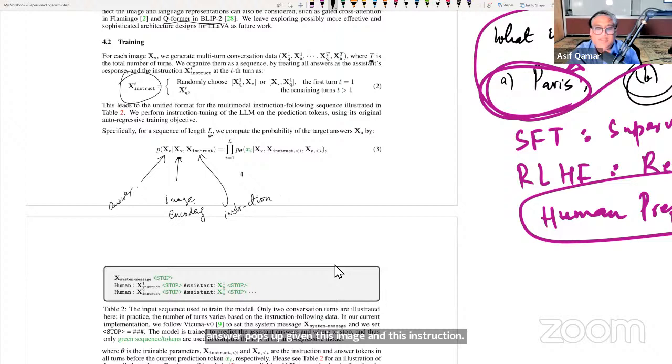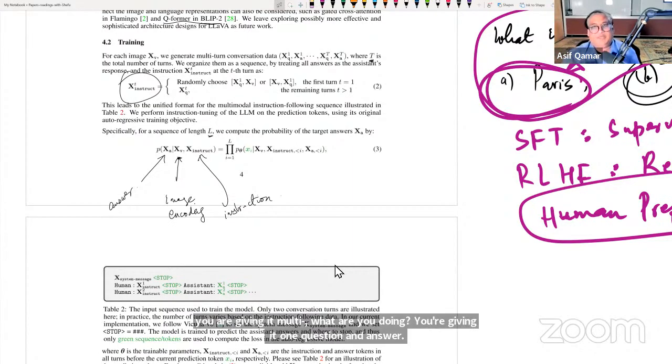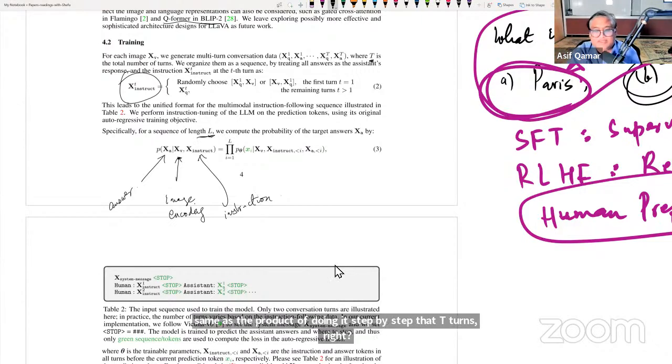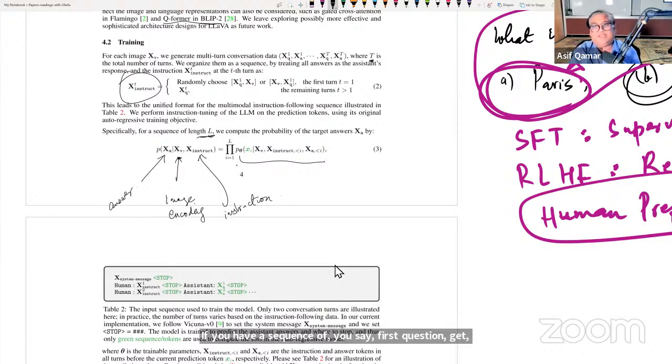And that would be because you're giving it multi-turn. What are you doing? You're giving it one question and answer, one question and answer, question and answer, right? A human assistant format. So it is the same as the product of doing it step by step over the T turns, right? If you have a sequence of length L, you say, first question, maximize this probability, then the next one and the next one and the next one. Then only can you maximize the overall probability of all the right answers, right?